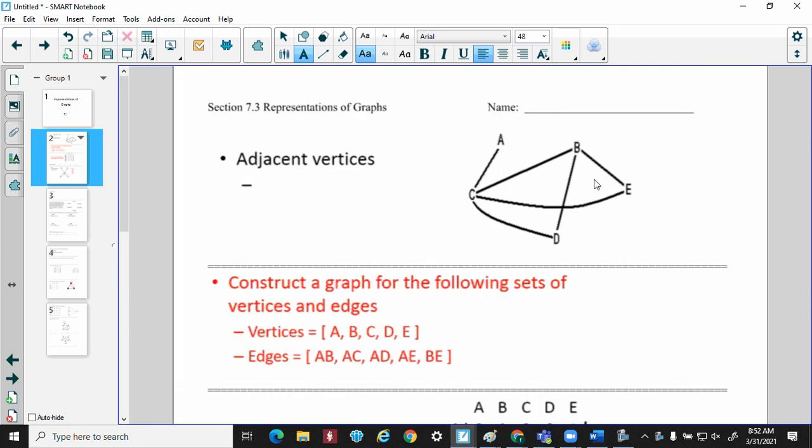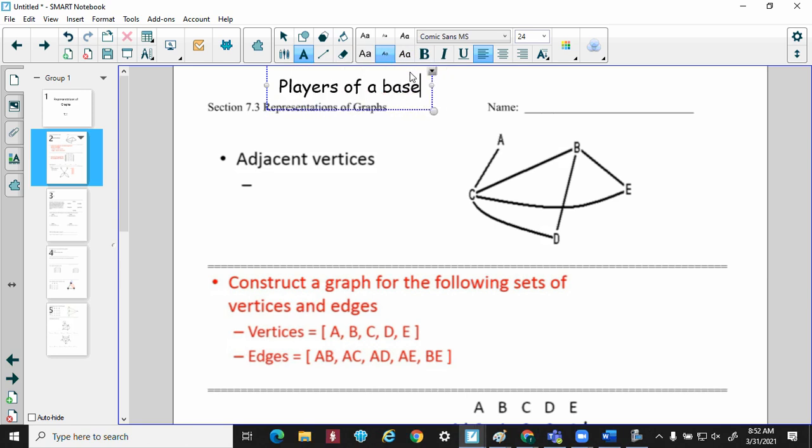Basically, this graph represents a story. So let's say that these five points here, one, two, three, four, five, represent the players of a basketball team. So these represent the players of a basketball team.